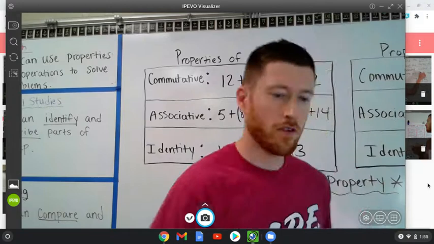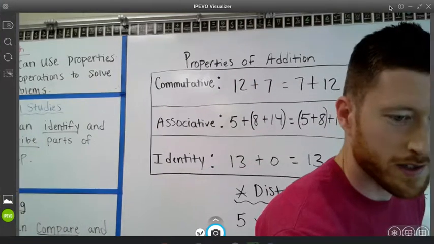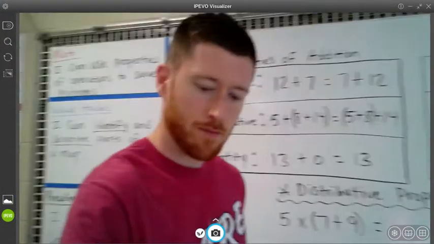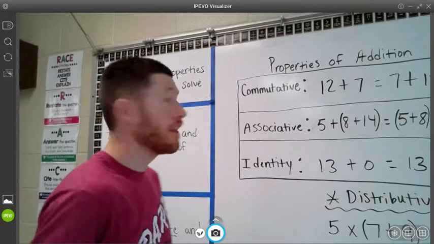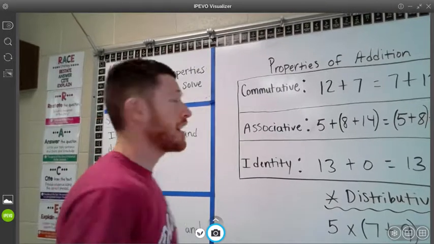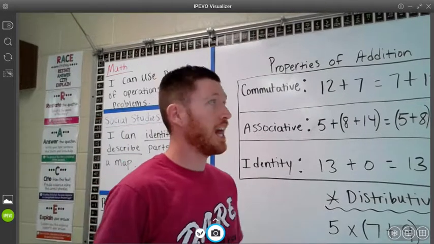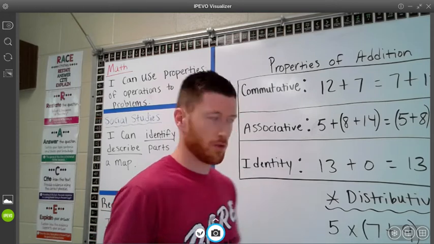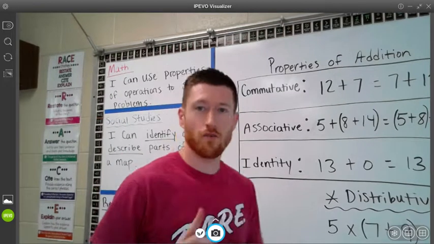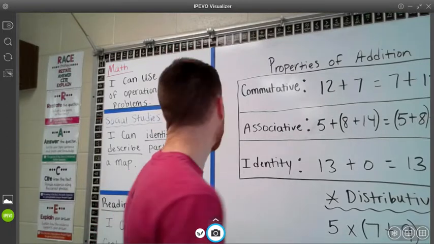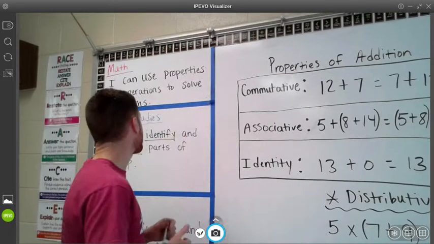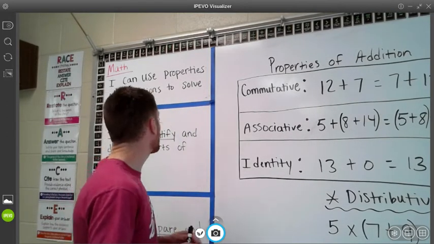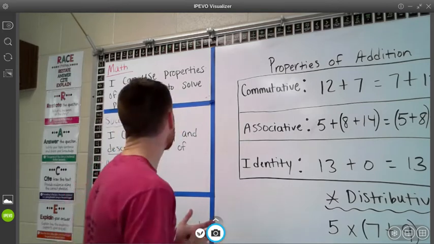I'm just clearing everything off the screen so that you all can see everything here. Let's do our I can statement first and then we'll move to the lesson, all right? Today's lesson, I'll go ahead and tell you, is a lot different than anything we've done yet this year, okay? So hang with me, but I think you're going to recognize some of these words from third and fourth grade. So our I can statement says, I can use properties of operations to solve problems.